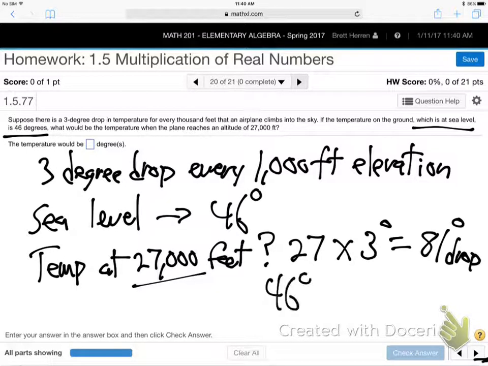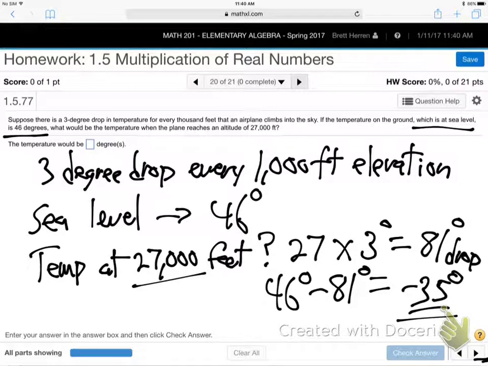So it's going to be 46 degrees minus 81, isn't it? That gives you a negative. What is that? Negative 35. Cold. I have no clue, I never touched it before. Does that make sense how we figured that one out? A 3-degree drop for every 1,000 feet, so 27,000 feet, 27 times 3 degrees is an 81-degree drop from the original temperature of 46. That's why they seal the doors in airplanes, because it's very cold.